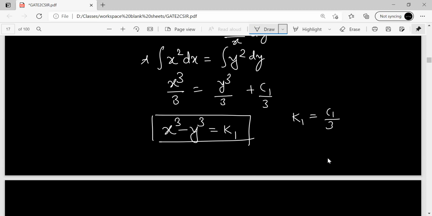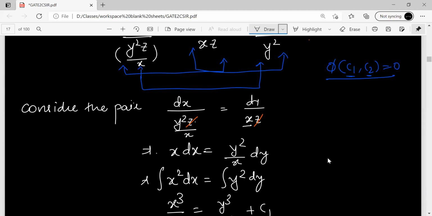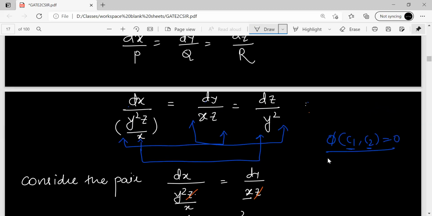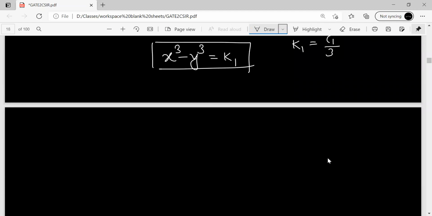So I got one equation, and similarly I have to consider one more pair. So first pair I have already considered, this one and this, and now let's consider. See, if I consider first and third one, y square is getting cancelled. So it is better to consider first and third one. Okay, go for the equation which looks simple to solve. That is recommended. Otherwise, if you're a hardcore player, you can consider any pair and go with this. There is no rule.